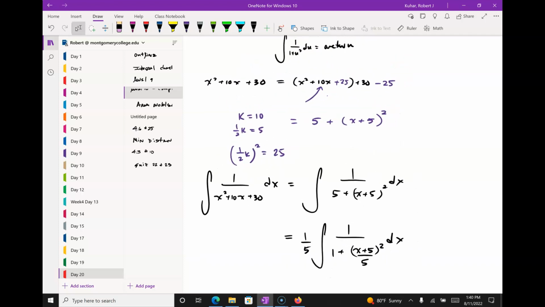Yeah, I get my x squared plus some number times x. That number in front of the x term, I call it k. I find that k value, I get half of it, I square it, I add it on the inside, subtract it on the outside.